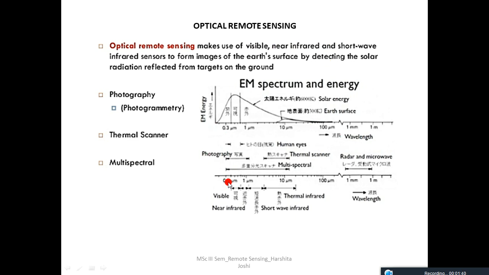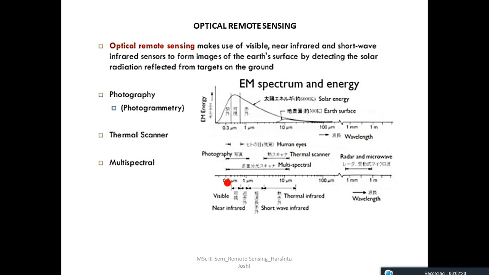So visible ranges from 0.4 to 0.7. Then the near infrared part, and then the short wave infrared part, which is before 8 micrometer, is used for optical remote sensing. In fact, I leave this to you: write down the various ranges of the atmospheric windows of visible, near infrared and short wave infrared, although I have already told it here.